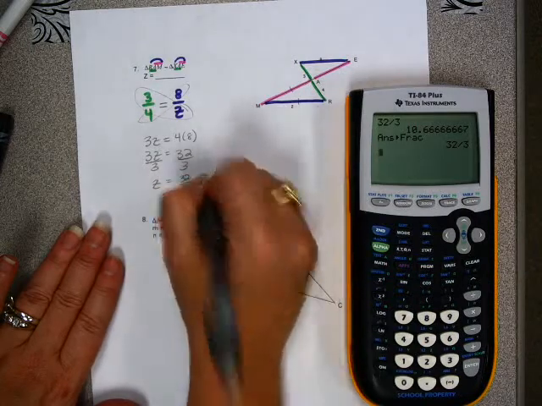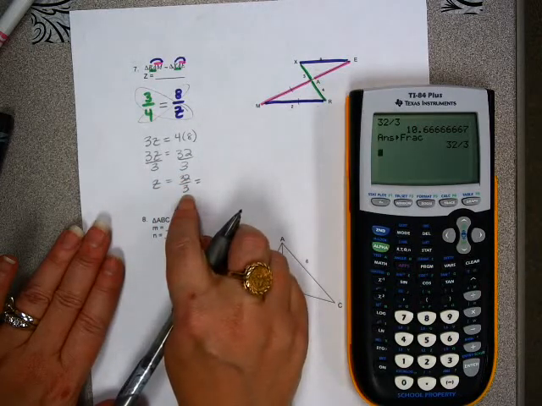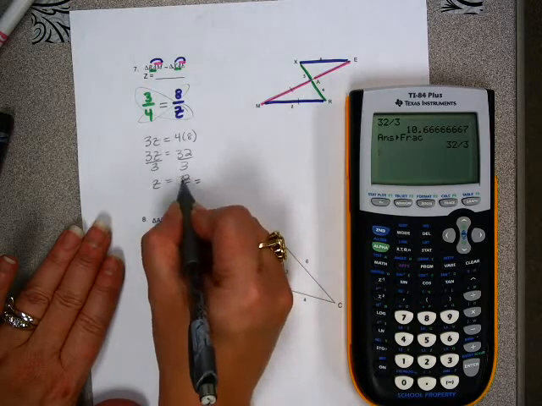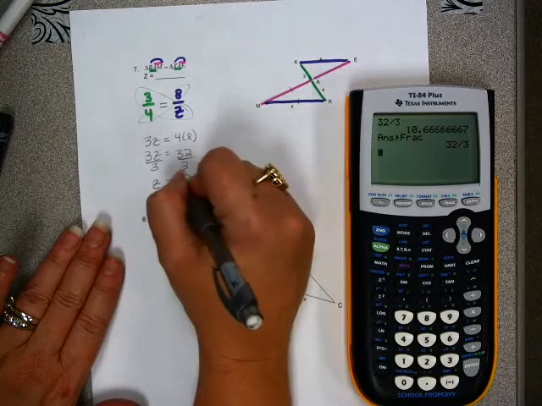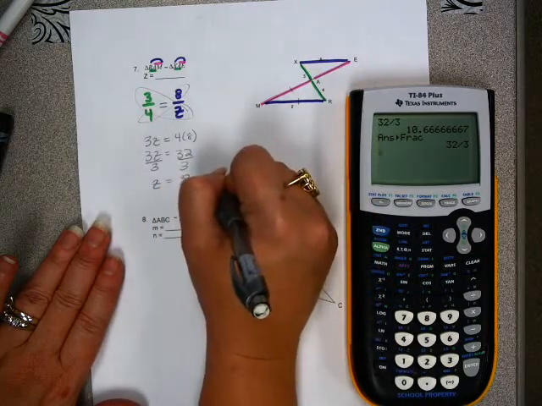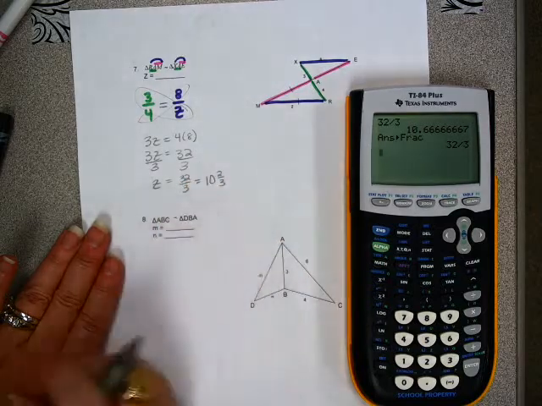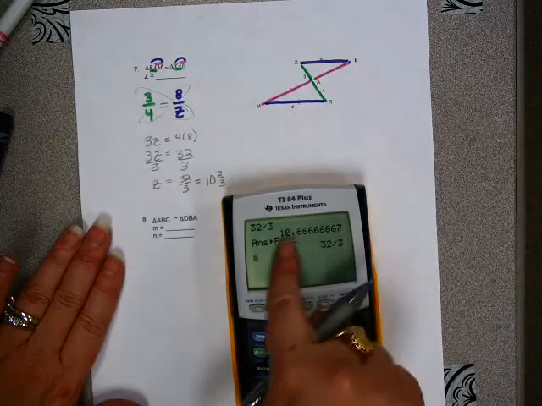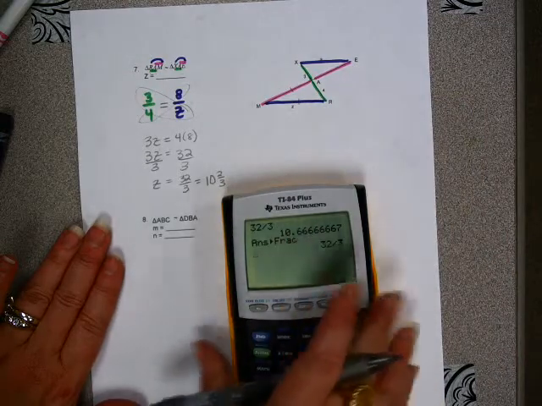Now sometimes you'll be asked to change this into a mixed number. If you do, you're just going to divide 3 into 32. When you divide 3 into 32, that's going to go in 10 times with 2 left over. So that's this. Sometimes you'll be asked to write it as a decimal. Well, here you already have it written. You've already entered it as a decimal.